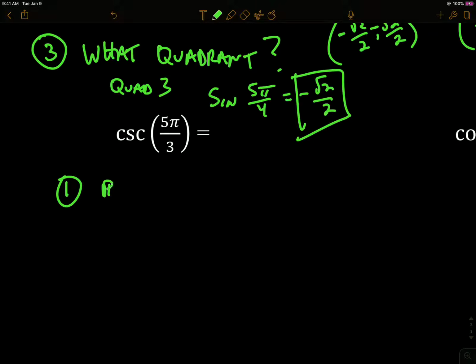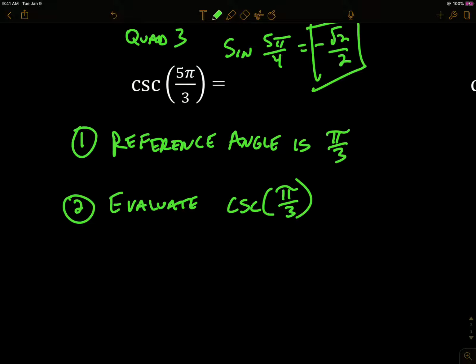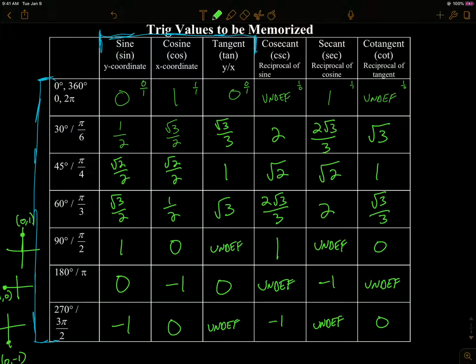So we'll say reference is pi over 3. So then I evaluate the trig function at the reference angle, the cosecant of pi over 3. Okay, now here's the one that gets a little tricky. I don't memorize the cosecants. Remember on the table I said just memorize the first 3. But in pi over 3, cosecant is this guy right here.